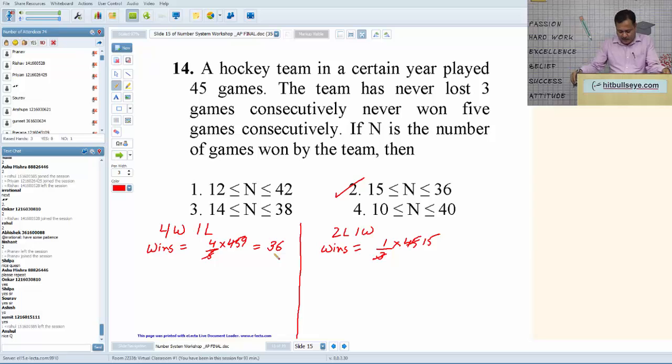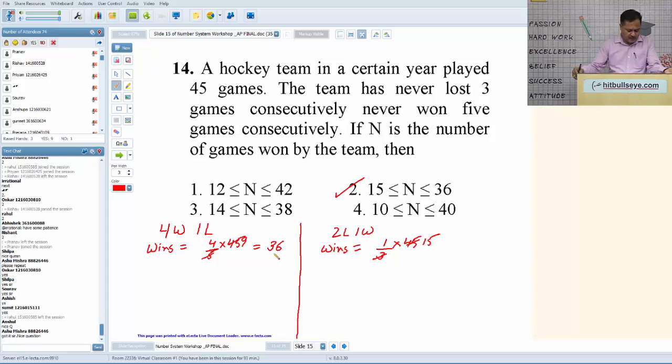And if wins will be minimum, then he loses maximum. That means he can lose 2 matches in a row, and next should be a win. So 2 losses, 1 win. So out of 3, he can win 1 match. So total number of wins should be 1/3 of 45. That should be 15. So answer should be second option, where n should be greater than or equal to 15 and less than or equal to 36. So let us move to the next question.